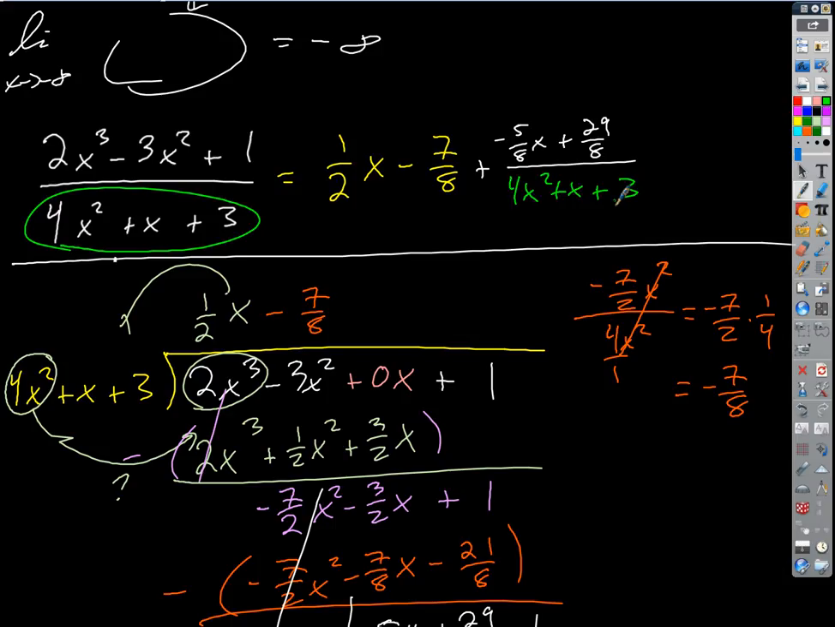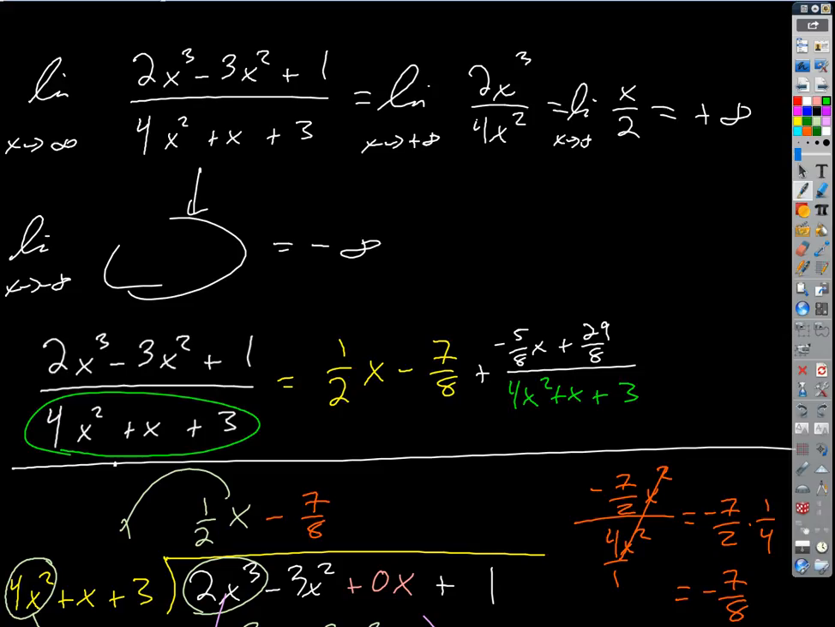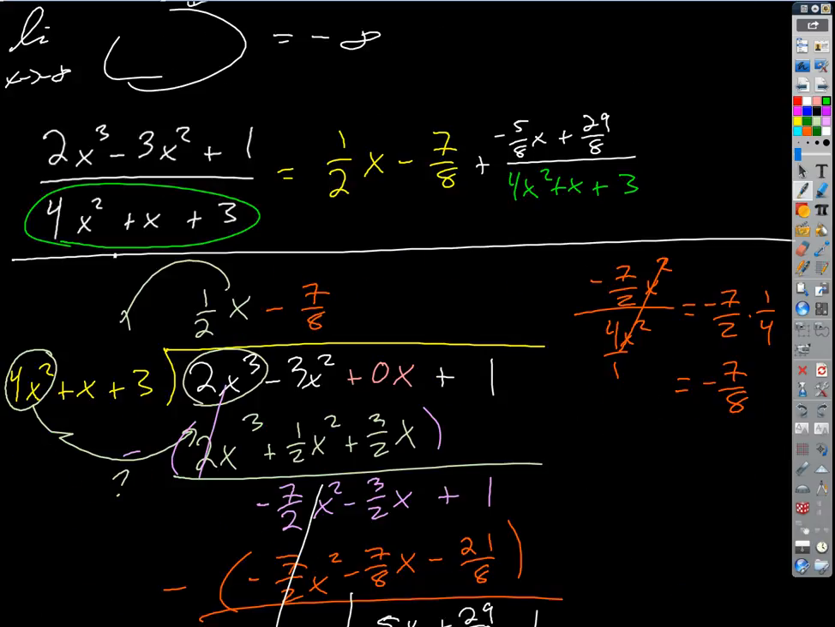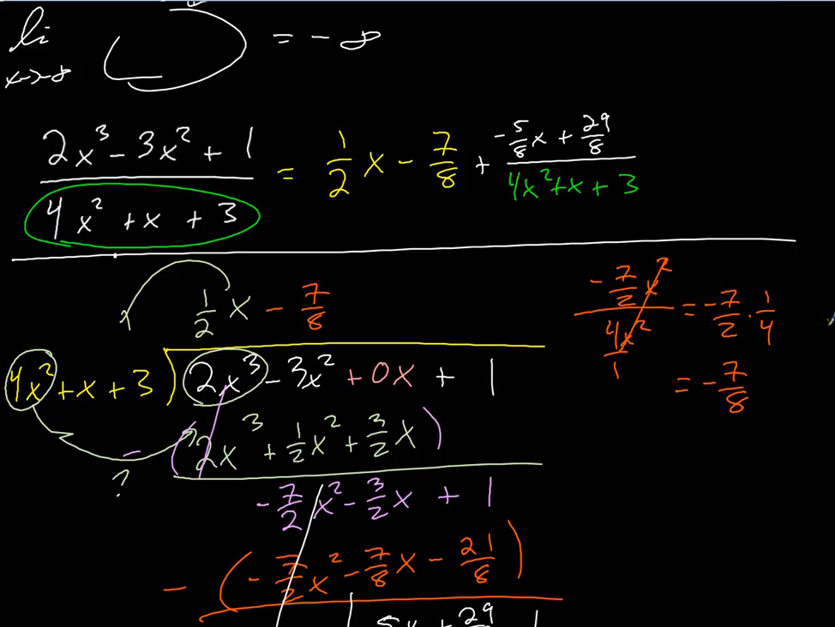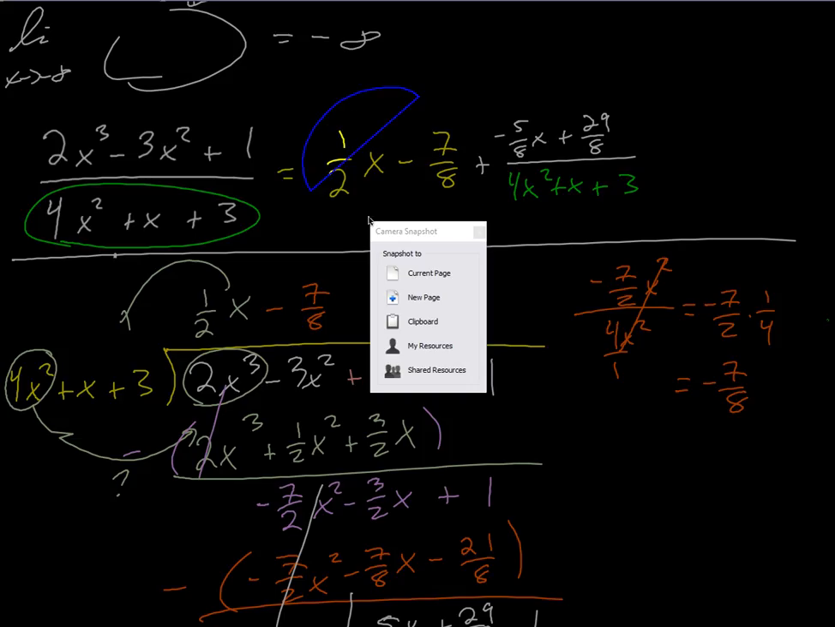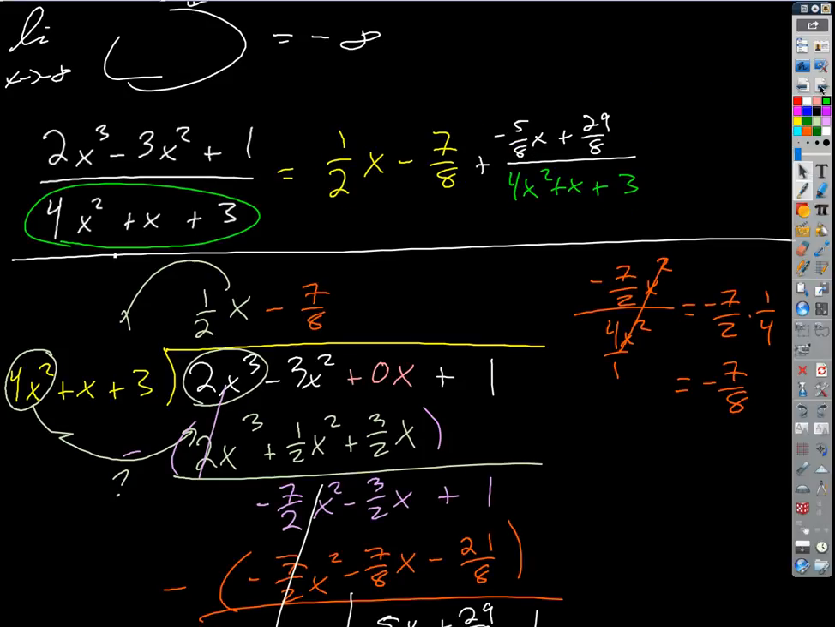Right, so that's a lot of work, but let's backtrack and see what we did. We just rewrote our original rational function. We divided it out and wrote it as a polynomial plus some rational function, a remainder divided by x squared. Let's take the quotient after we've divided it, and let's take that limit.